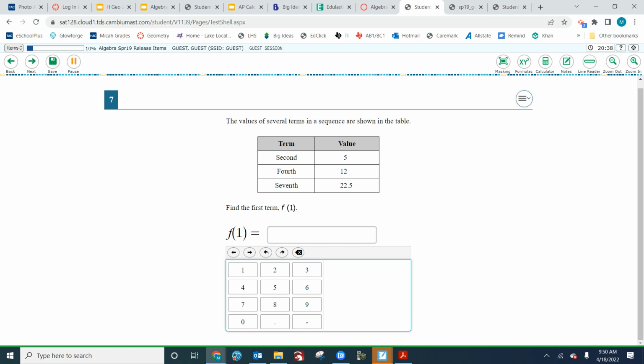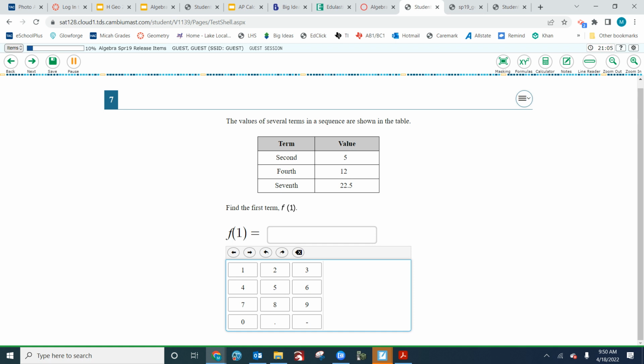So write 1, and then 2, and then 3, 4, and then 5, 6, 7, all the way up to 7. So 1, 2, 3, 4, 5, 6, 7. The first term, we're going to put a question mark. That's the one we're trying to find. Second term is 5. Then skip to the fourth term. What is it? And then the seventh term, 22.5.